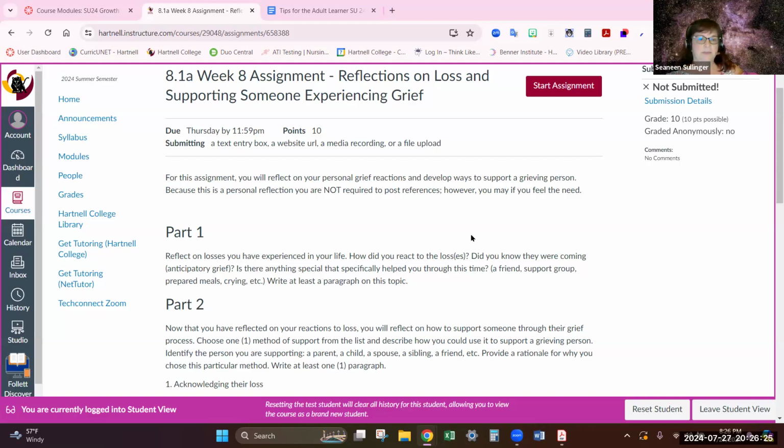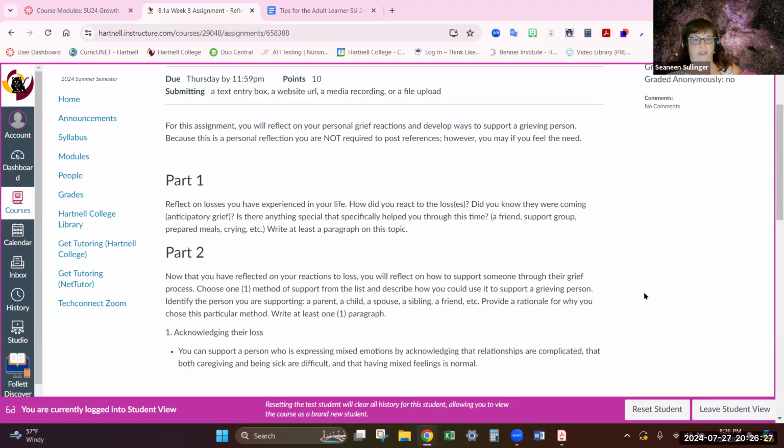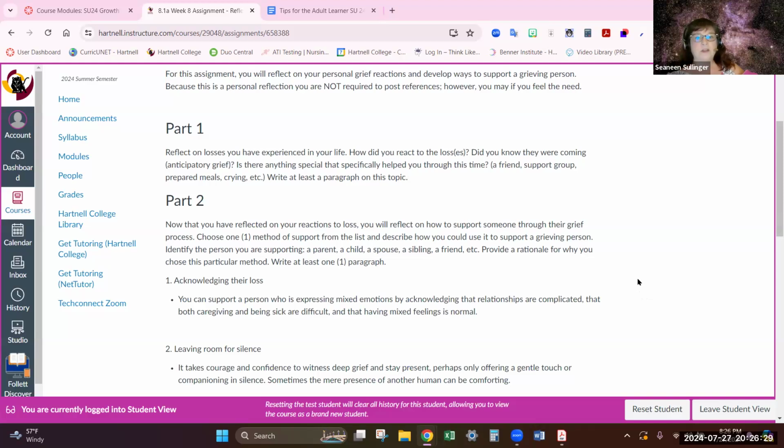And then in the second part, now that you've reflected on your reactions to loss, you're going to reflect and think about how to support someone through their grief process. So you're going to choose one method of support from the list below, which I will go over here, and describe how you could use it to support a grieving person.